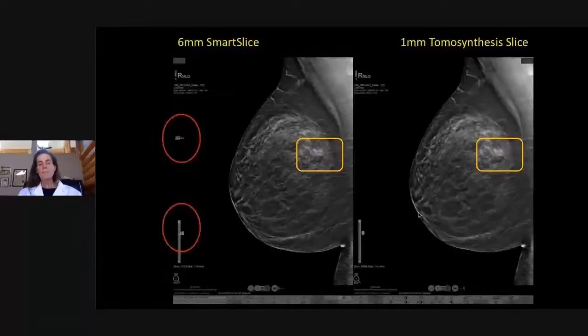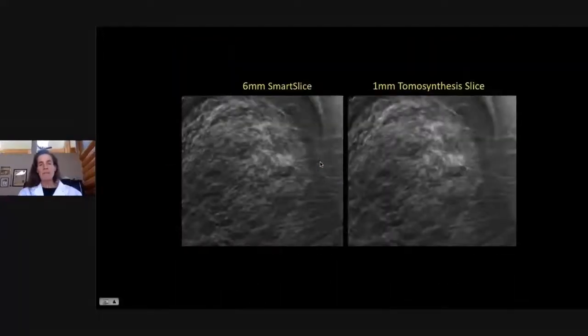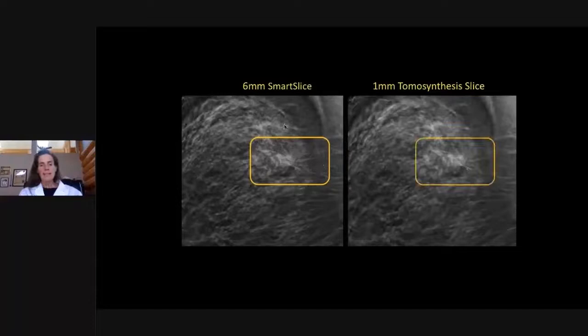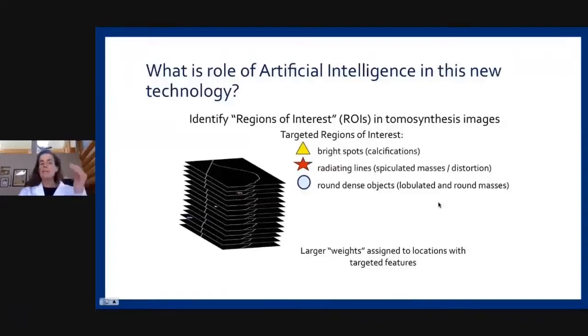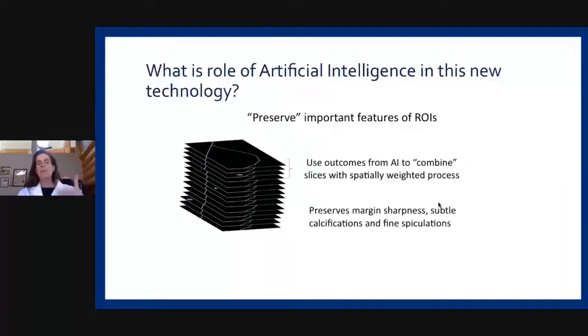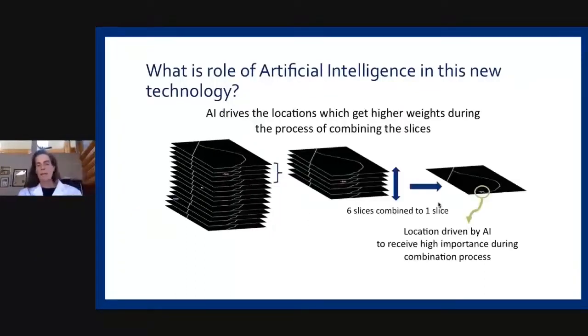So now some examples just highlighting how wonderful and beautiful these images are, and you're able to really appreciate the abnormality better in these smart slices. And here's a blown up view. Again, looking at the definition and the spiculations of this mass, you can see them to better effect on the smart slice as opposed to the 1 millimeter tomosynthesis slices. And again, the idea is that the artificial intelligence allows us to highlight those areas that are abnormal and gives larger weights to those locations in the algorithm, so that you will then not lose the features of the abnormality and the spiculations and the calcifications.